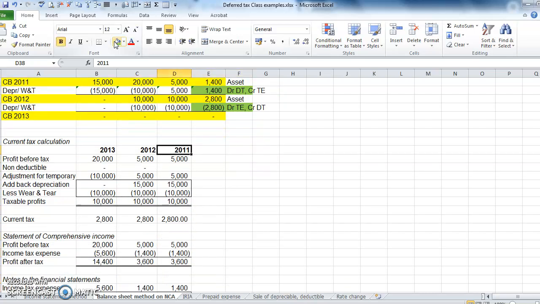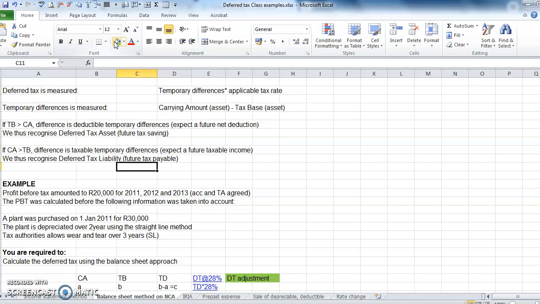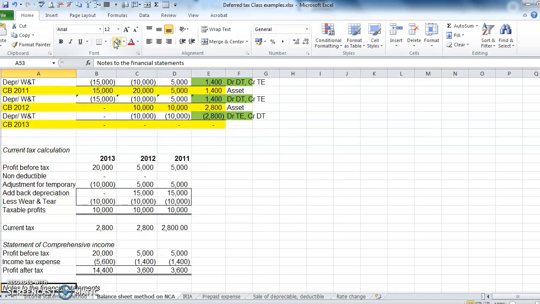Okay, so let's calculate our current tax. Let's start with 2011 and 2012 because it's exactly the same for the 2 years. Remember the 20,000 over here. Just go back to the scenario. The 20,000 was before our depreciation was taken into account. Depreciation for 2011 and 2012 was 15,000. So the 20,000 minus the depreciation of 15,000 will give us 5,000, our profit before tax.